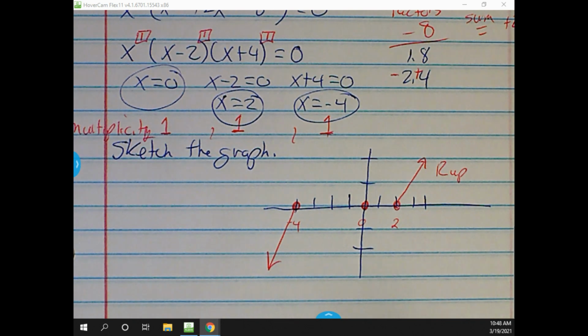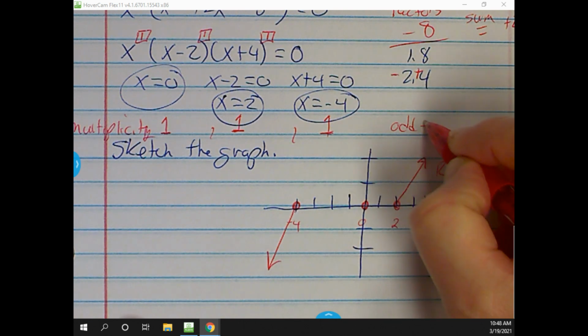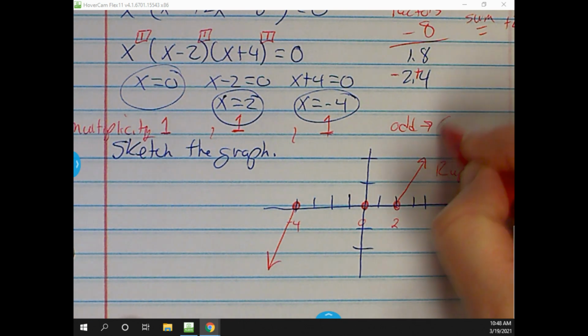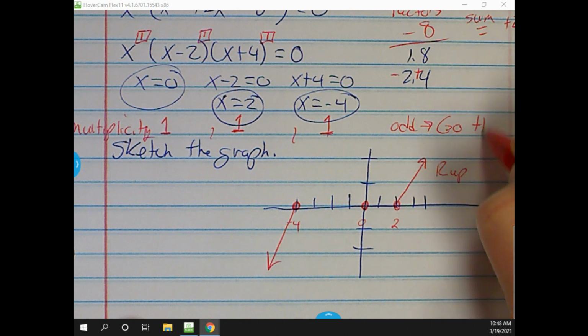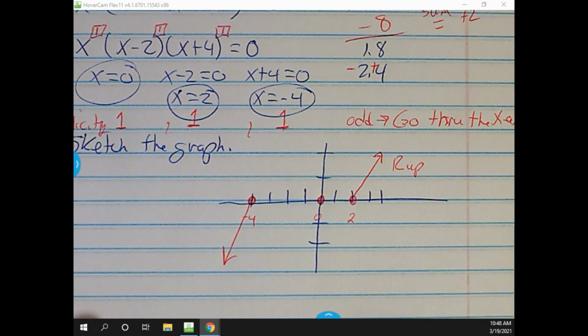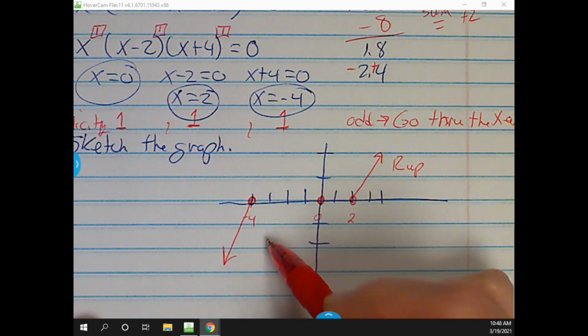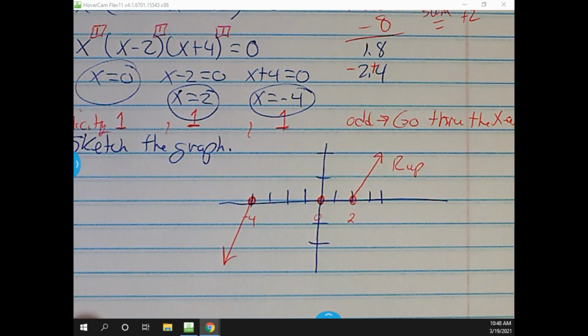All right, and here's the big thing we said with multiplicity. These are all odd numbers. And we said odd means when you get to those odd multiplicities, that means you go through the graph. So whenever you get to this solution that's here, you have two choices. It's like a straight line. You can either get there and turn around and come back and stay where you are, or you're going to go through. And that's all based on the multiplicity.